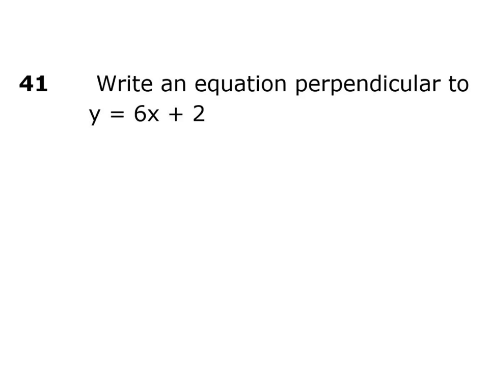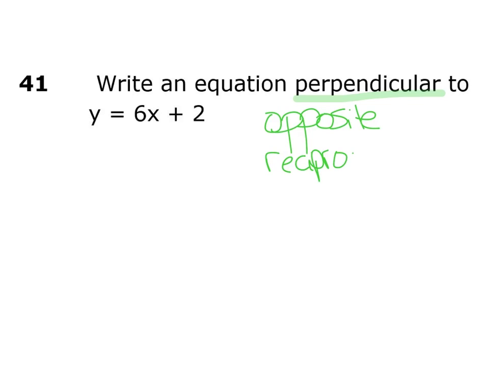Question 41 is asking us for an equation that is perpendicular to y equals 6x plus 2. When we're talking about perpendicular, we're talking about opposite reciprocals. Opposite reciprocals means that we have a plus and then a subtraction. So one that's positive, one that's negative.